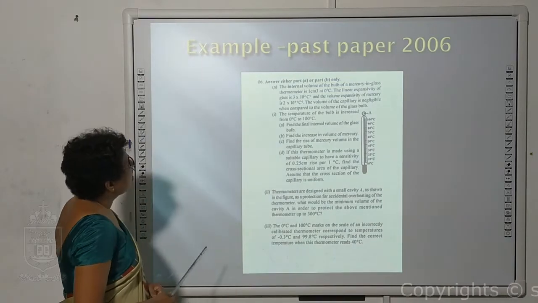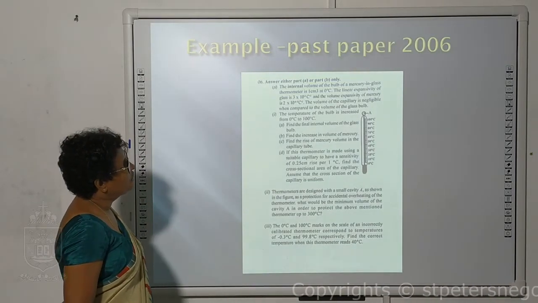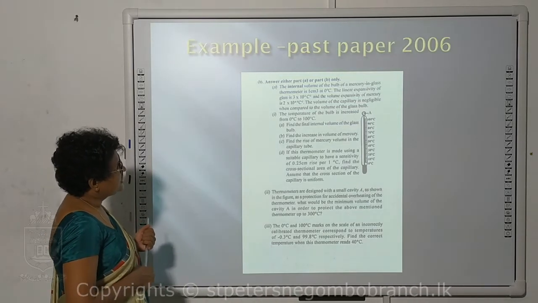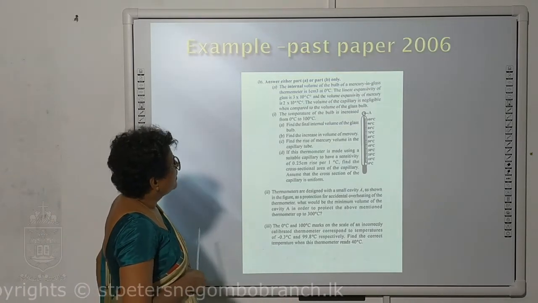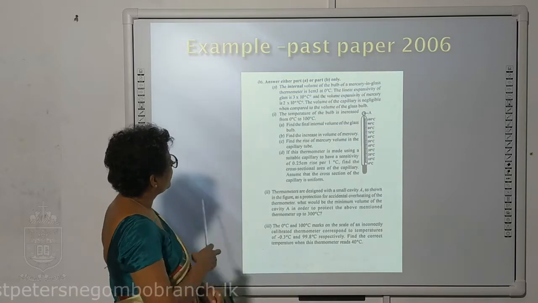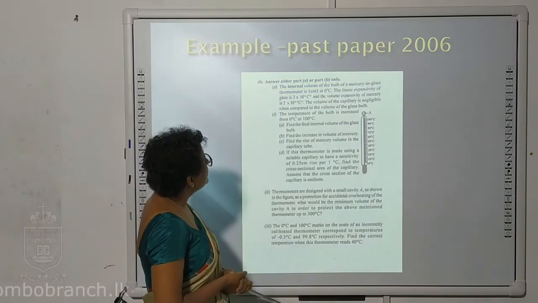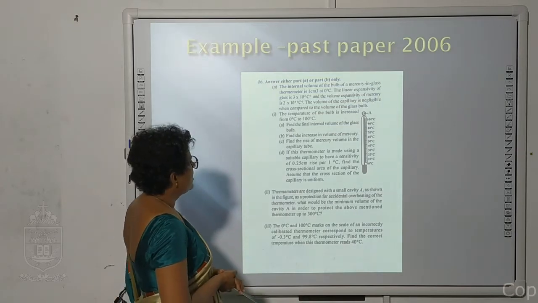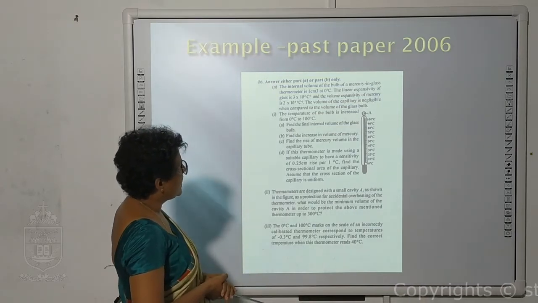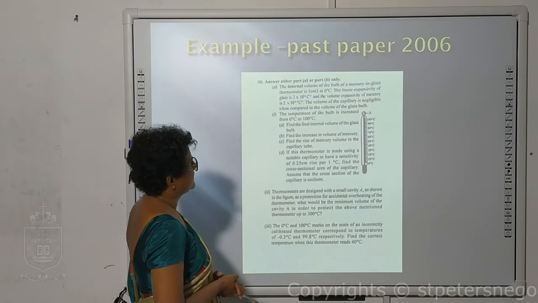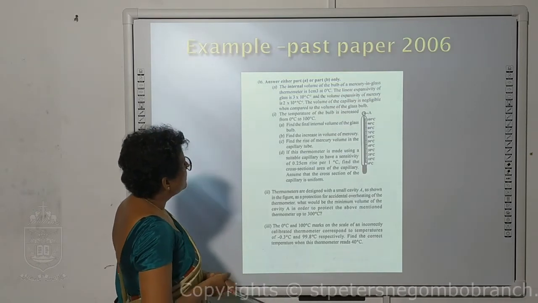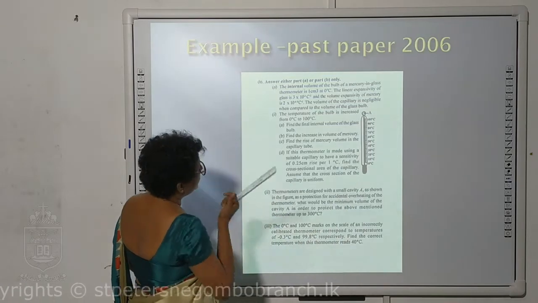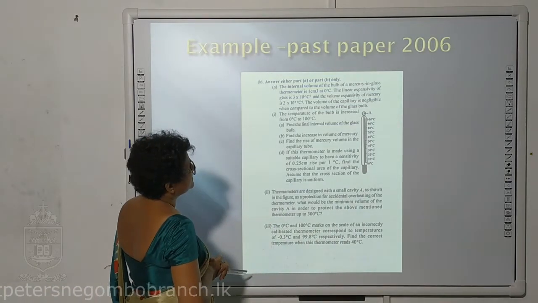This is another example, past paper 2006. This is a question from thermometers. Look at the question. The internal volume of the bulb of a mercury-in-glass thermometer is 1 centimeter cube at 0 degrees Celsius. Right? The bulb's volume is 1 centimeter cube at 0 degrees Celsius.